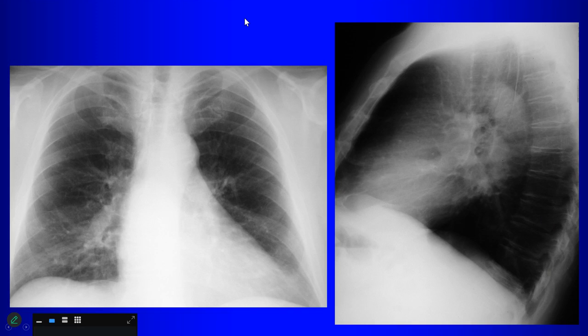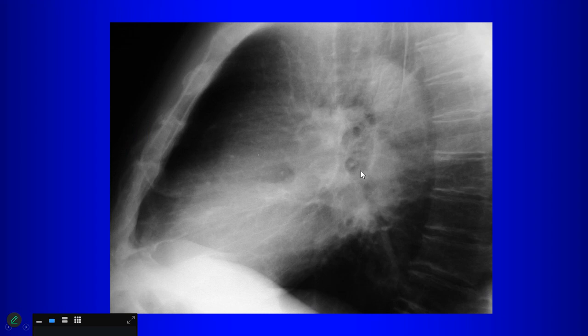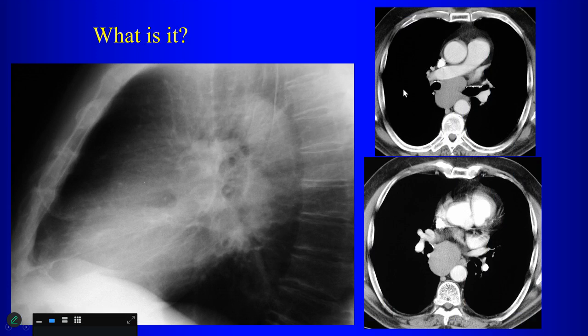This guy. Donut sign, big donut sign on the lateral view, yeah. Donuts are bad, right? Big donut sign on the lateral view. So what is this? Yeah, this turns out to be a high attenuation bronchogenic cyst, right? It's a subcarinal mass.